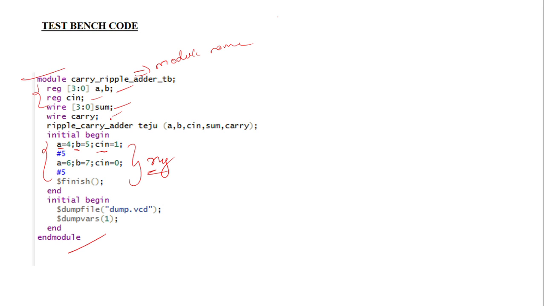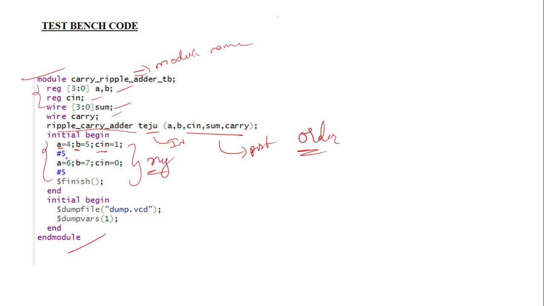Our next process is the ripple carry adder. You have to instance the design code in the test bench code, so for that we write the module name here. Ripple_carry_adder is our module name, and Teji is our instance name. You can write any instance name. This is our port connection. You simply connect the ports you want. The design ports and the test bench ports are connected properly by order here.